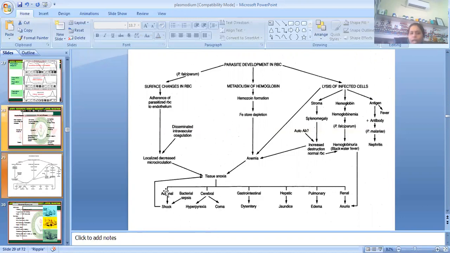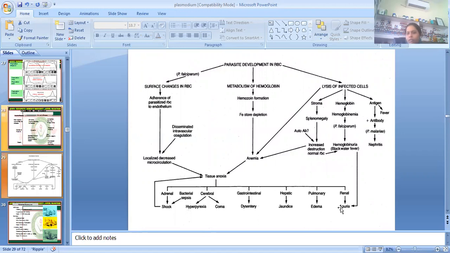And this hypoxia in the adrenal is causing the shock. There can be a bacterial sepsis in the brain. It affects hyperpyrexia and causes the coma. In the gastrointestinal tract, it is causing dysentery. In the hepatic system, it is causing jaundice. In the pulmonary system, it is causing edema.